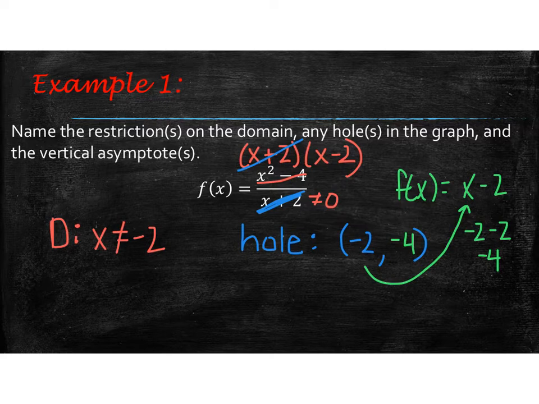And that's your hole. Now, there are no vertical asymptotes on this particular function because a vertical asymptote would be if there's any factor that's left in the denominator. If you look at your simplified fraction right here, this x minus 2 over 1 is not going to create a vertical asymptote. You would only have a vertical asymptote if you have a variable in the denominator. So you're not going to have a vertical asymptote, so all you have to do is write none.